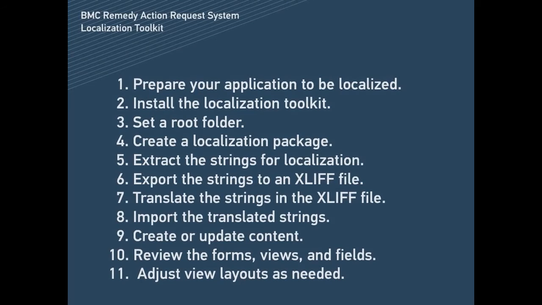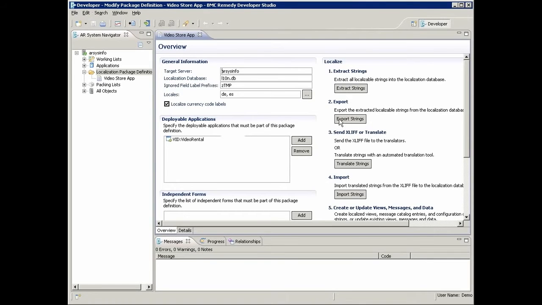After you create a localization package definition, you can extract the strings for localization. In the localization package definition, go to the Localize section and click Extract Strings. If you have attachment or help files, see the white paper called Localizing Your BMC Remedy Action Request System Application to learn what happens to attachments and help files during the extraction process.